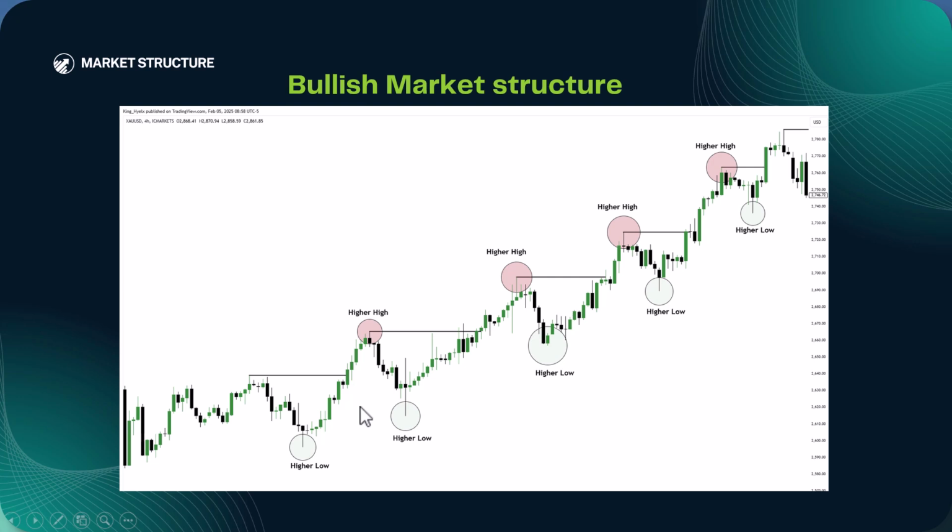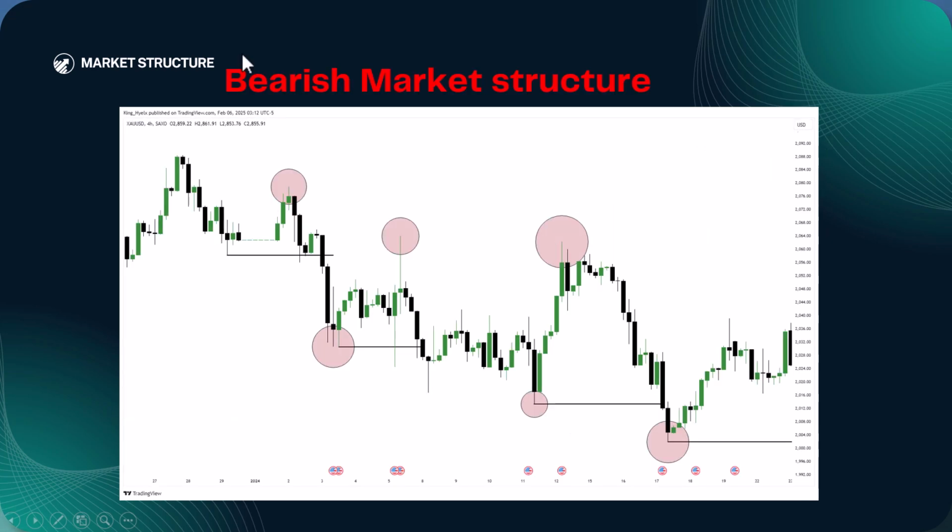So this is what a bullish market structure looks like. We said in a bullish market structure, we want to see a higher low, a higher high, followed by a higher low, higher high, as the case may be. And in a bearish market structure, we want to see lower highs, lower low, lower highs, lower low, right?